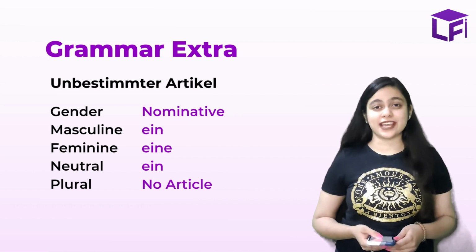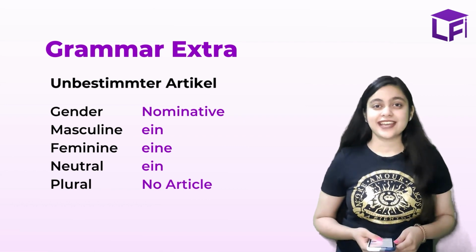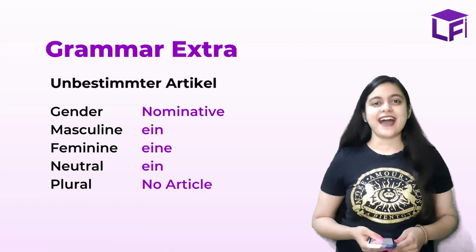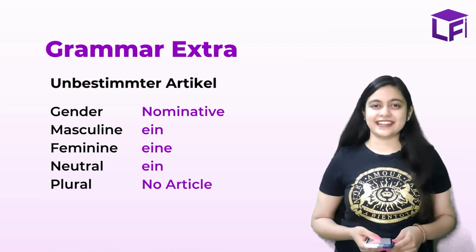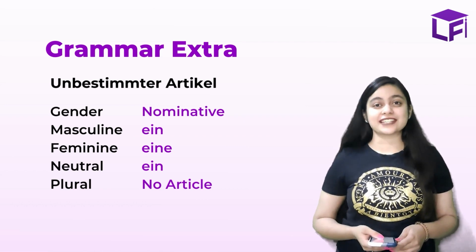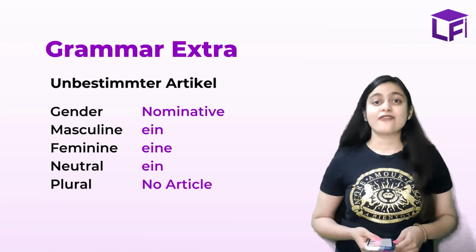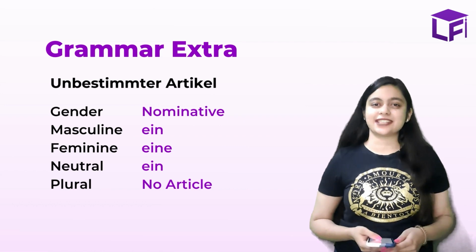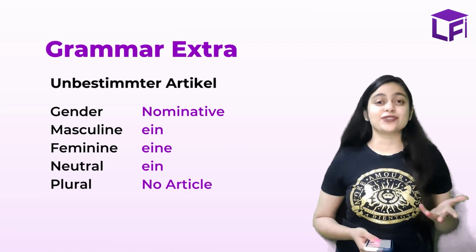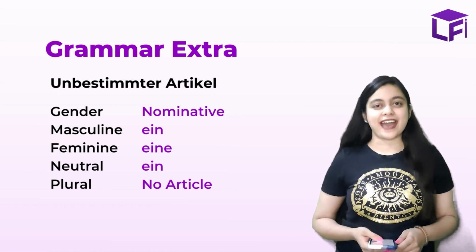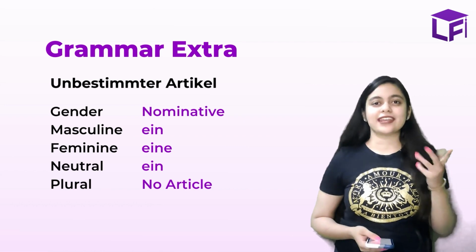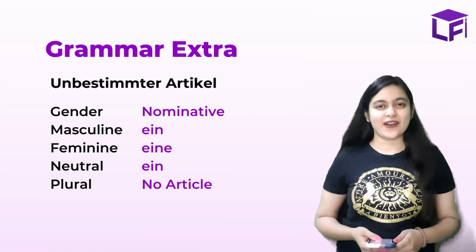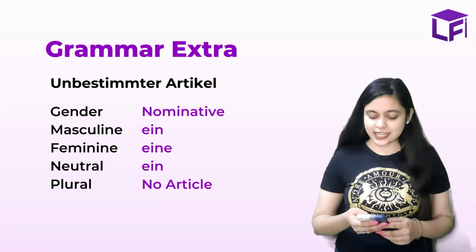For feminine, we say eine. And for our neutral, we say ein. So the unbestimmte article in nominative case for both masculine and neutral is the same, ein. We do not have a plural for this, as one can never be plural. So there is no plural for this. Alright, with that said, let us move ahead.